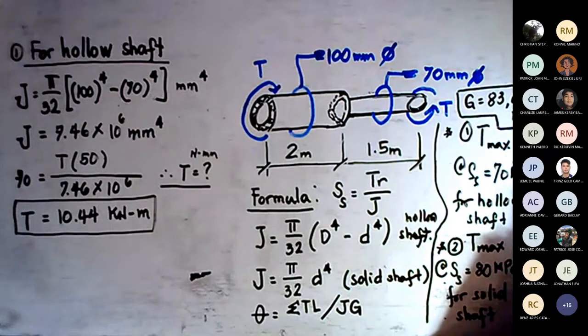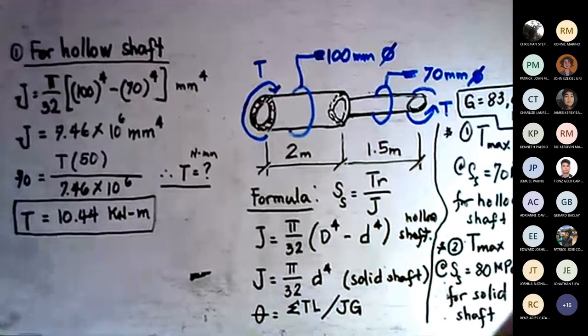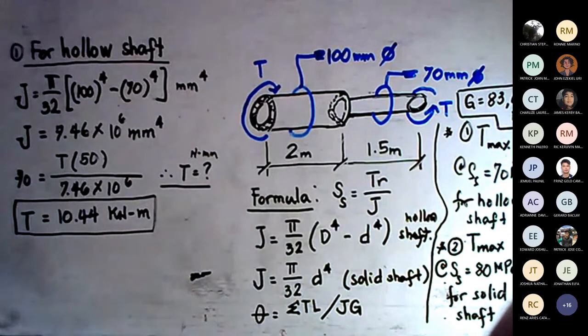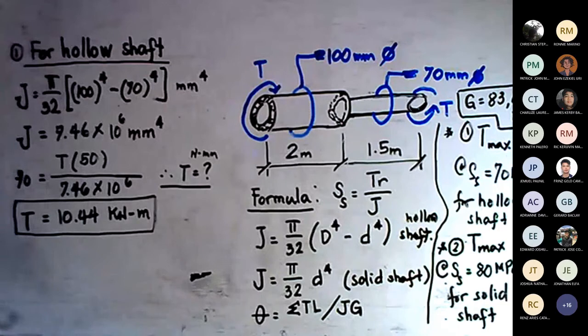Palagay ko kailangan mong ulitin ulit ang iyong computation, Christian. Ulit ha, 100 ang outside diameter. So, 100 to the fourth minus yung 70 na inner diameter raised to the fourth power. Okay? Ma'am, okay na po. Times pala. Nakita ko na po yung mali. Oh, tama lang po pala. Okay. Salamat po. Okay.